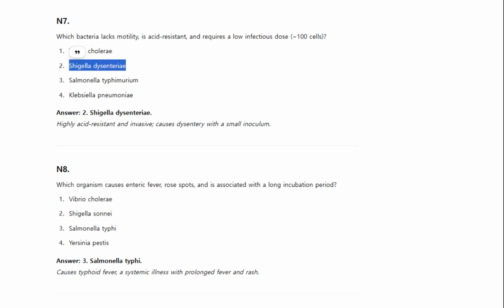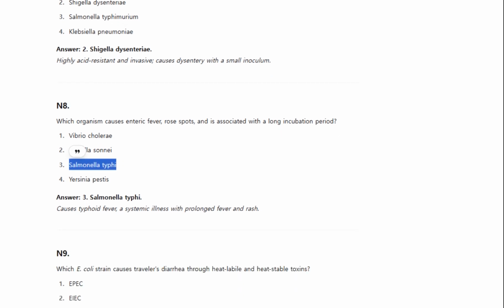N8. Which organism causes enteric fever, rose spots, and is associated with a long incubation period? 1. Vibrio cholerae. 2. Shigella sonnei. 3. Salmonella typhi. 4. Yersinia pestis. Answer: 3. Salmonella typhi. Causes typhoid fever, a systemic illness with prolonged fever and rash.